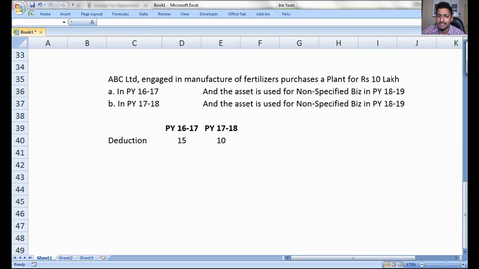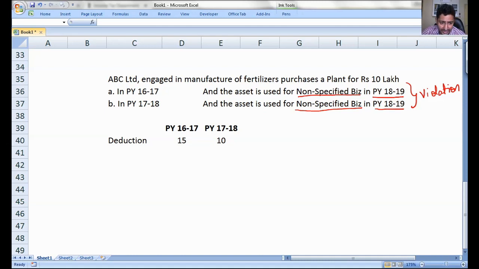Now let's see the impact on the income. Let's tweak the problem a little bit. The example is almost the same except for the fact that the asset is used for a non-specified business in 18-19. That means there is a violation in 18-19. So remember, when there is a violation, there is an income impact. Now the 8-year rule is breached. Let's see the income that you should offer. Now one thought which comes to mind is the deduction claimed should be offered as income. Yes, to a certain extent, but you need not offer the entire deduction to tax. You can reduce your amount offered by considering notional depreciation.